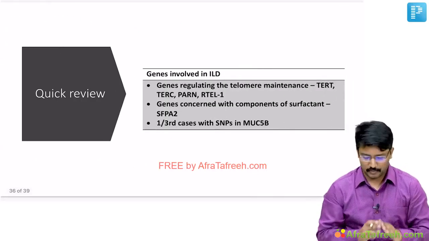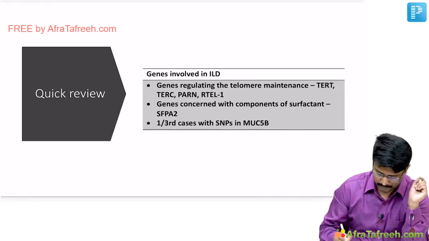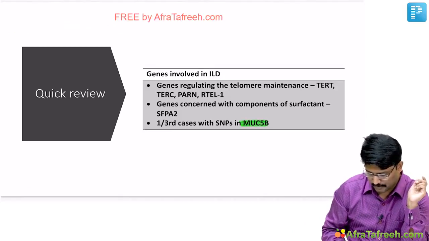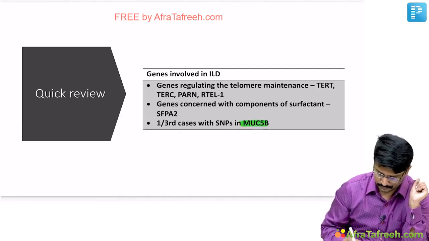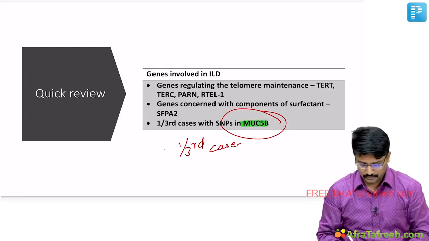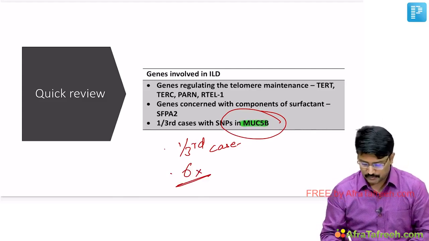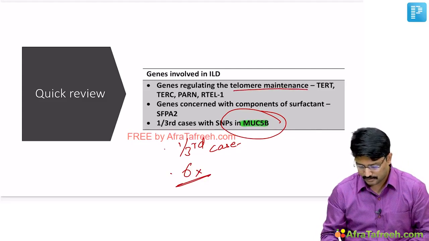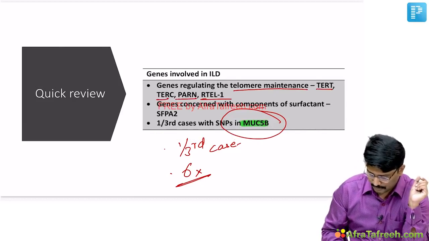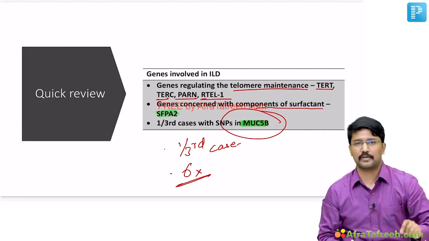Okay. We will do a quick recap. Start with genes involved in interstitial lung disease. First one, very important point, that is a specific single nucleotide polymorphism in a mucin gene known as MUC5B. So this is seen in 1/3 cases, and this increases the risk of getting ILD by 6-fold. Then second set of genes, those which regulate telomerase length, TERT, TERC, PARN and RTEL1, and then those genes which are involved in production of surfactant protein, and an important one which is a proven association is SFTPA2, surfactant protein A2.